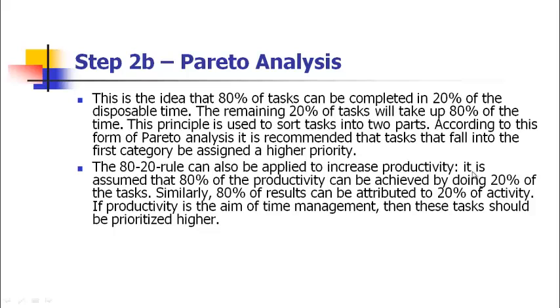It is assumed that 80% of the productivity can be achieved by doing 20% of the tasks. Similarly, 80% of the results can be attributed to 20% of the activity. If productivity is the aim of time management, then these tasks should be prioritized higher. Okay, so here it is said, the 80-20 rule for improving productivity.